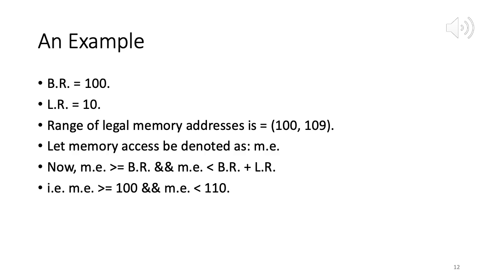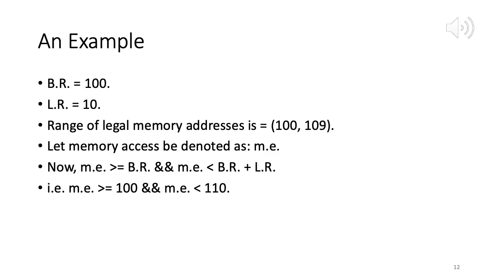Okay, I'm now on slide 12. Before we move on, let's do a very simple example of this address protection using base and limit registers. So let's say base register value, or BR, is 100. Which means the smallest legal address is 100 for this process. And limit register value is 10, which means the size of the range is 10.